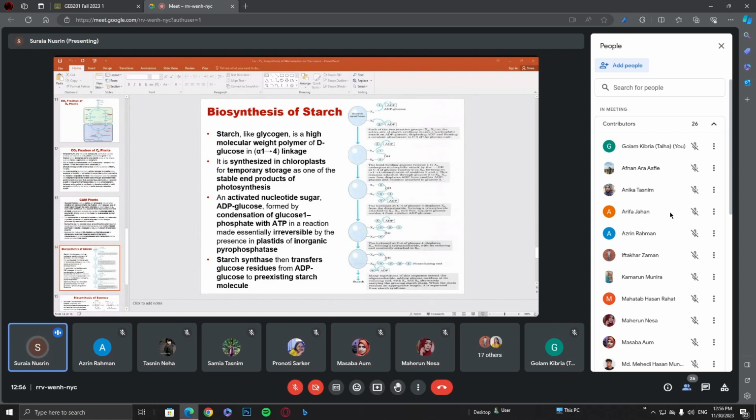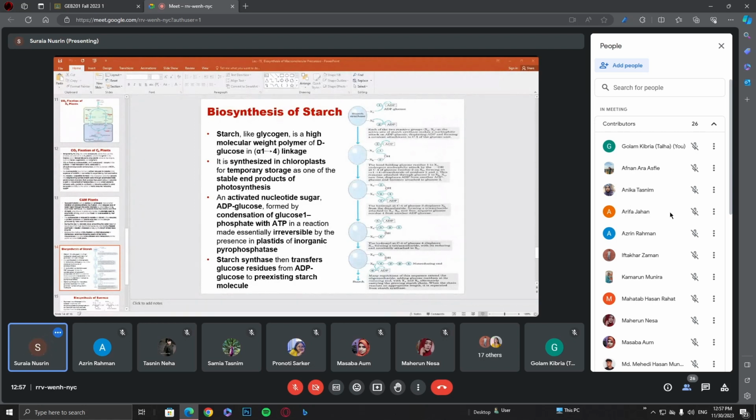Glucose 1 phosphate and ATP interact and we get ADP glucose, and this is an irreversible reaction which occurs in the plastids. The enzyme doing the reaction is called inorganic pyrophosphatase. The phosphate group is removed from the glucose 1 phosphate and the ADP is added to that glucose. Then this ADP glucose is delivered to the enzyme starch synthase. So ADP glucose provides the precursor, which is the glucose, to starch synthase, and starch synthase then adds these glucose residues to the pre-existing starch molecule.